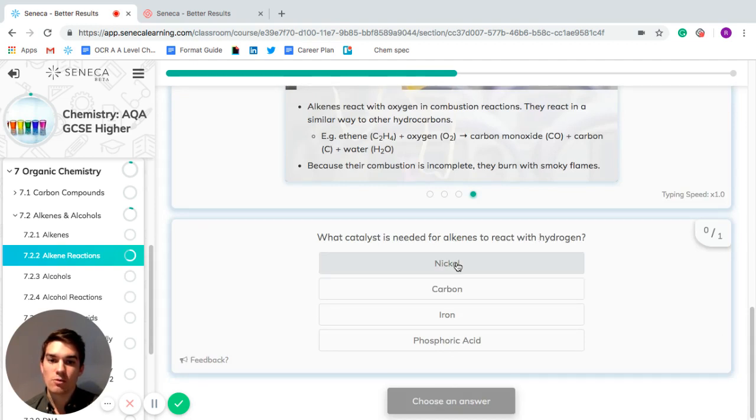Which catalyst is needed for alkenes to react with hydrogen? If I remember correctly, phosphoric acid was with bromine. Carbon is part of the alkene chain. Iron we haven't talked about so far. It was nickel.